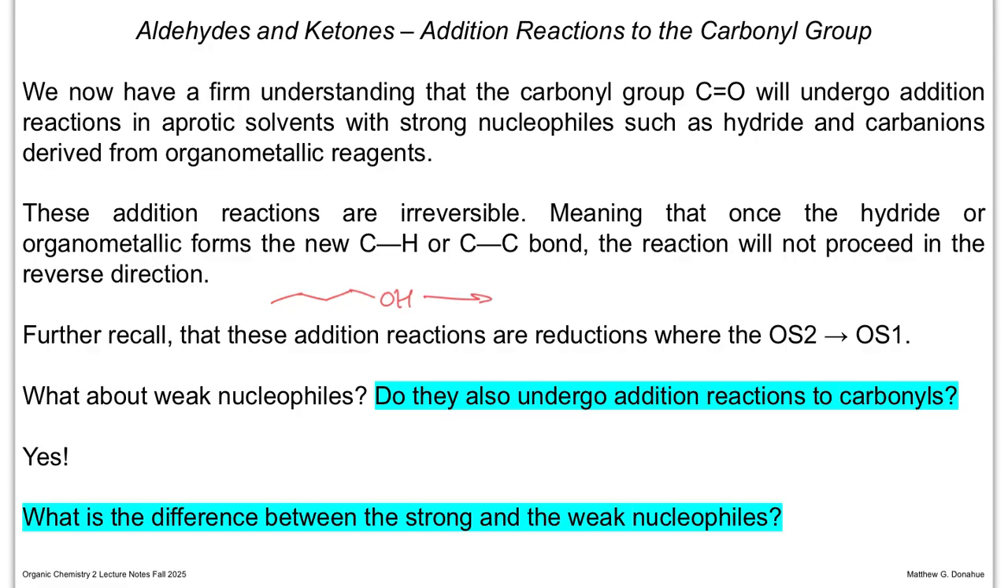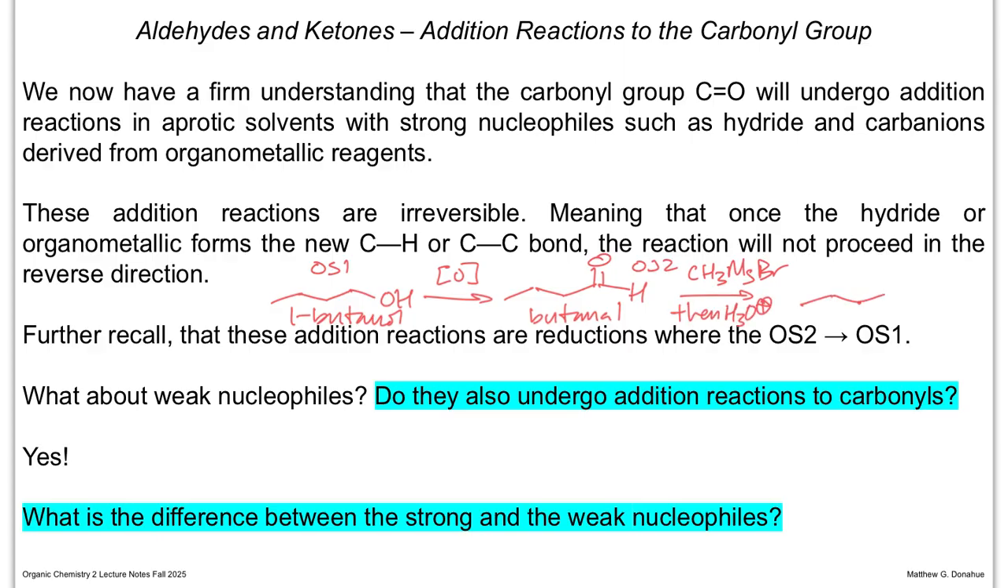So let me just show a sequence here. Say we start with 1-butanol, and then we do an oxidation. So now we're at oxidation state 2, and we've made butanal. We saw that we can add a carbon nucleophile to that. So say we're going to use CH3MgBr, methyl magnesium bromide. That's a Grignard reagent. And then we work that up under acidic conditions. So that methyl group is added to that carbonyl.